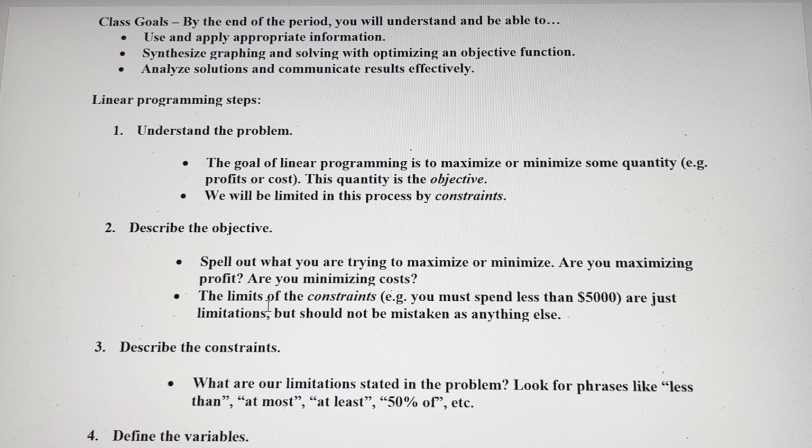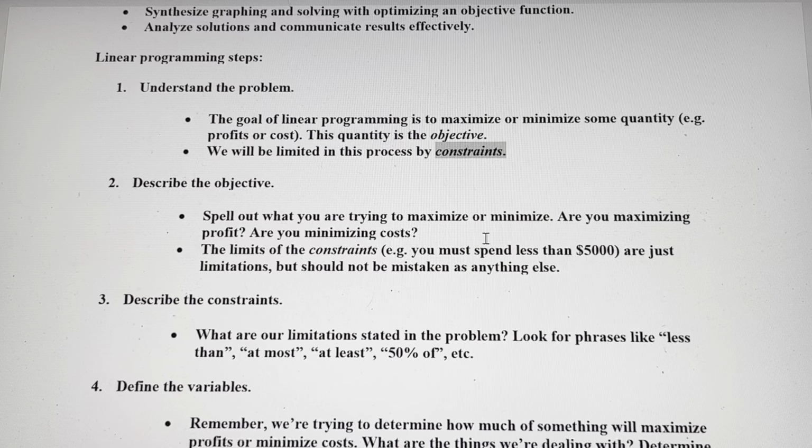But these first three steps are really mental steps. They're thinking steps. Understand the problem. What we're going to do in linear programming is maximize or minimize some quantity. We're going to have an objective function, which we'll talk about a little later, and we're going to have constraints, limitations that are placed on us by the situation. Again, 1, 2, and 3 are mental steps.